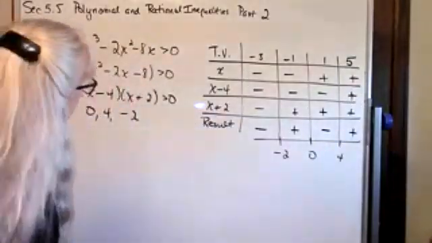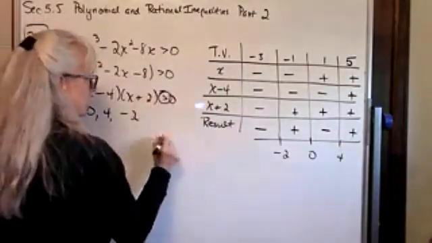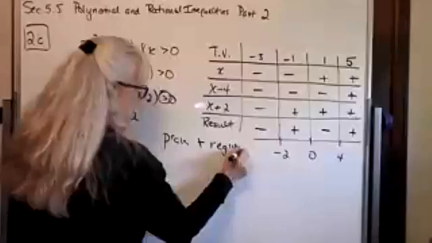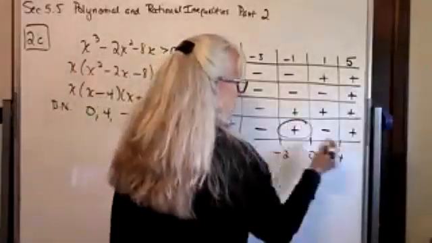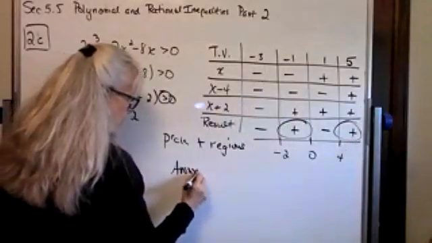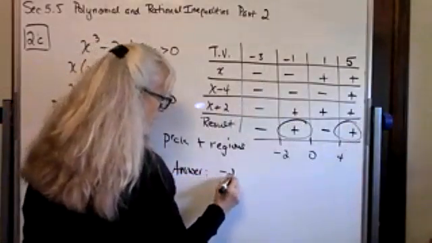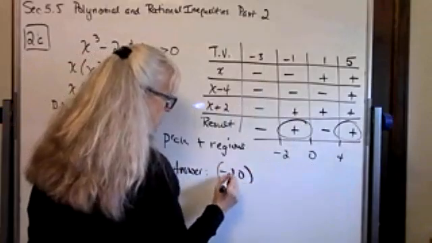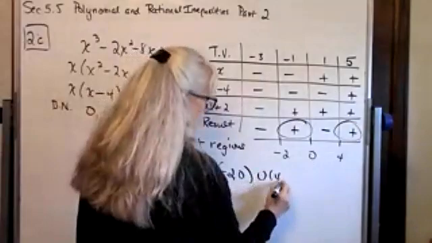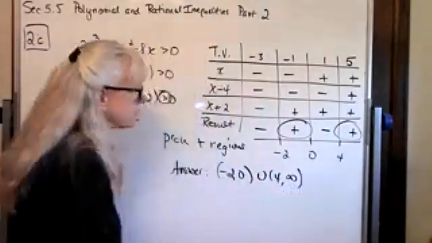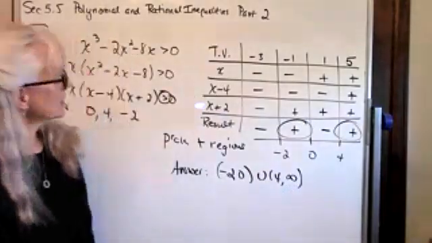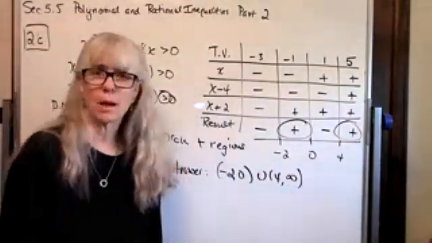Okay, according to the inequality, we need the regions that are positive, so we need to pick the positive regions. So for us, it's this region, this region. So then our answer is going to go from -2 to 0. We're exclusive again because the inequality does not have the equal to on it, and from 4 to infinity. And there's our third polynomial inequality. In the next segment, we'll talk about the rational inequality.